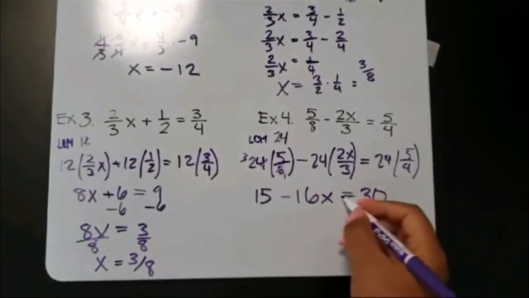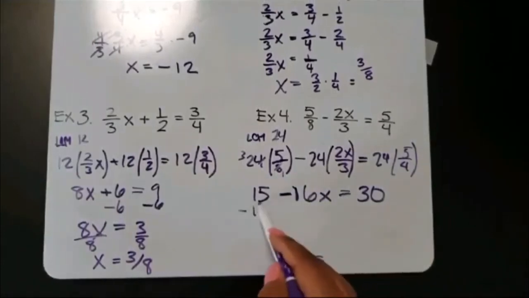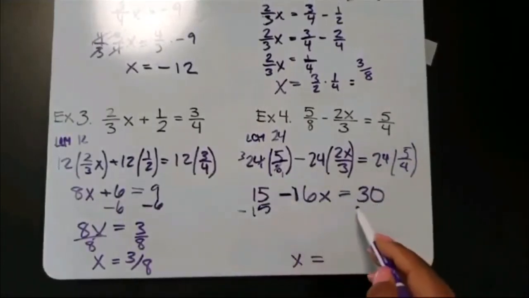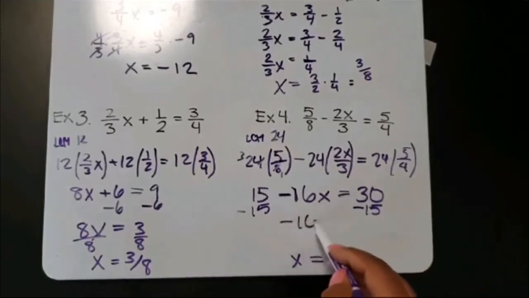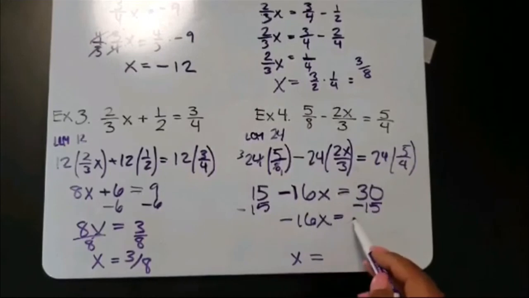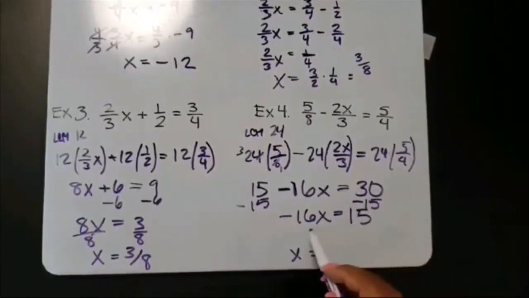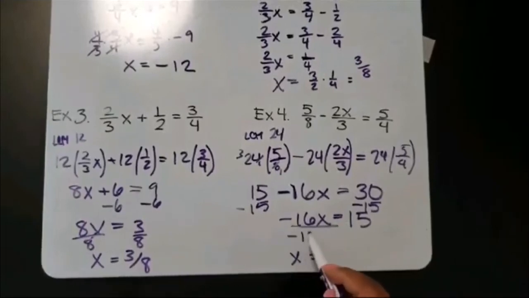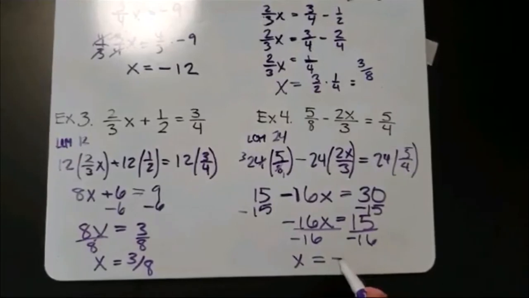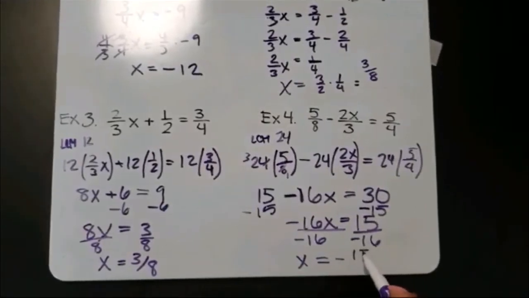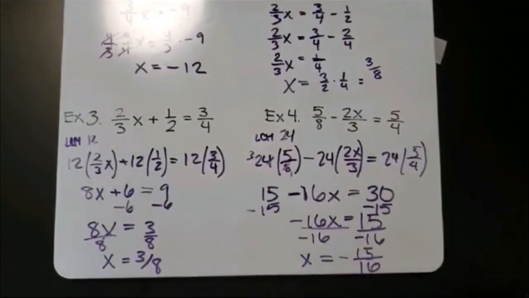From here, the first thing that I would do, I would subtract 15 from both sides. And I have negative 16x equals 15. Then I would divide both sides by negative 16. So everybody should have gotten x equals negative 15 over 16.